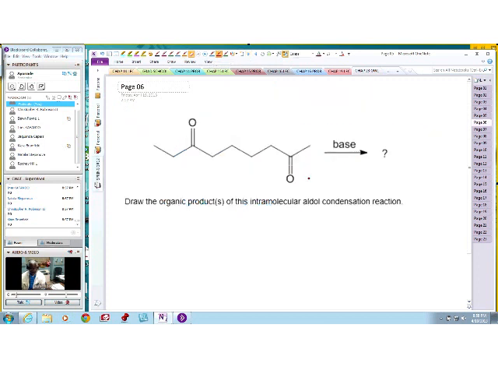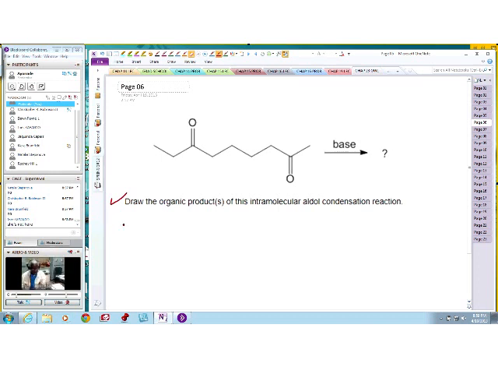Okay, about this one here. This is very good. This is similar to the last one. Christopher, go ahead and read this question for us. Draw the organic product or products of this intramolecular aldol condensation reaction. Okay, very good, and thank you.